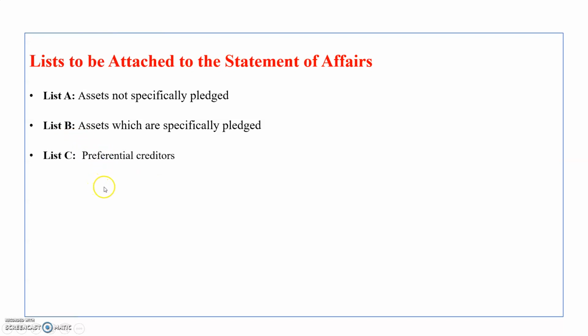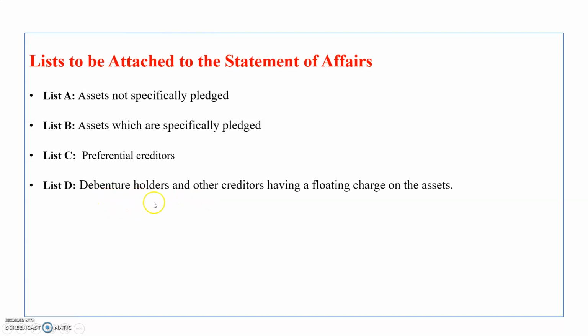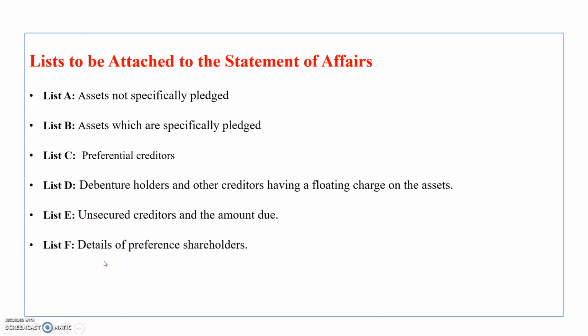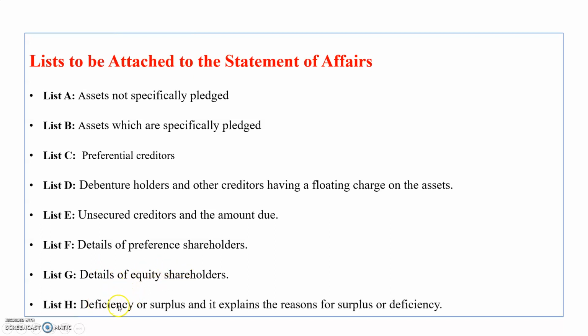Then list C, it is preferential creditors. We already discussed preferential creditors in the last session. Those creditors have to be paid before making payment to unsecured creditors. Then list D, all the liabilities having a floating charge on the assets. Then list E, unsecured creditors. List F, preference shareholders. Then list G, details of equity shareholders. Then the last one, list H. It explains the reasons for surplus or deficiency.